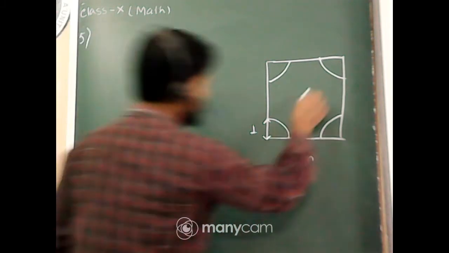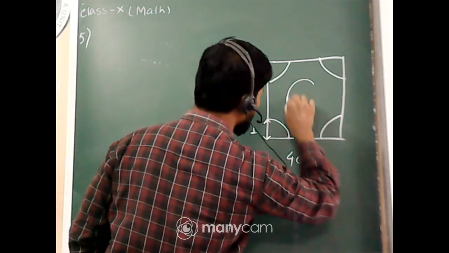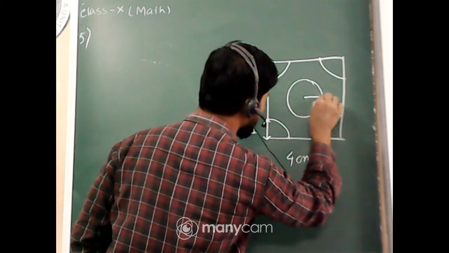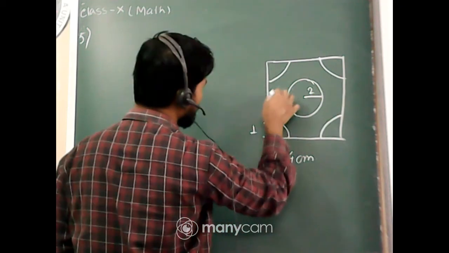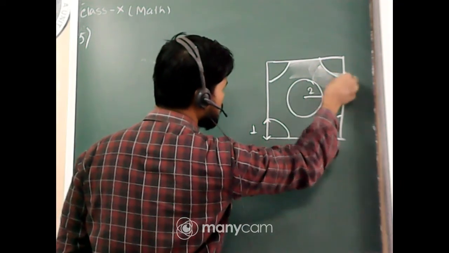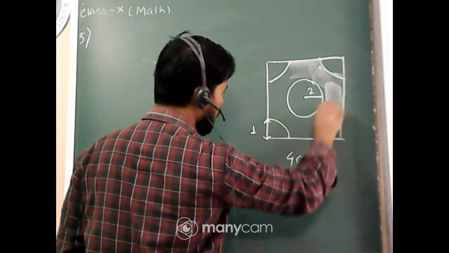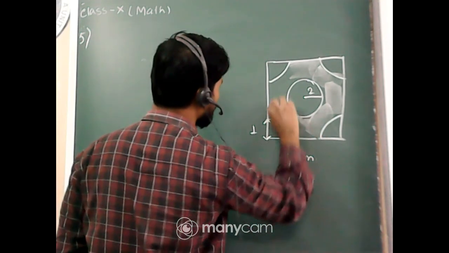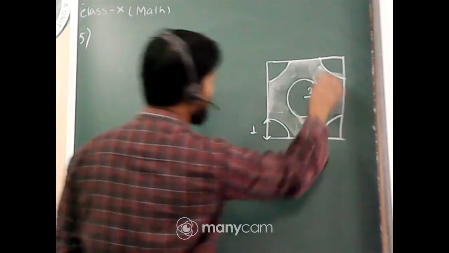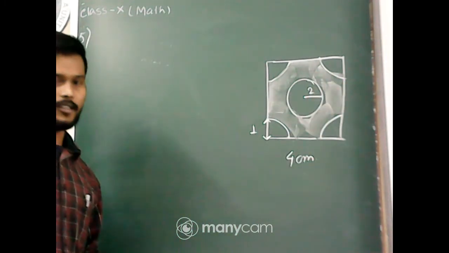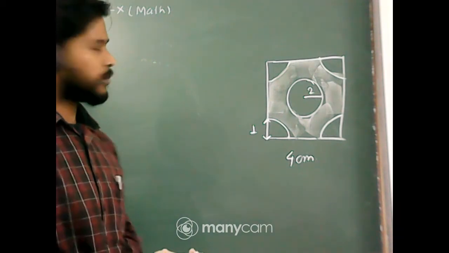Also a circle of radius 2 centimeter is cut from the center. We have to find the area of this remaining portion, the area of this shaded region. Now question is how to find the area of this shaded region.